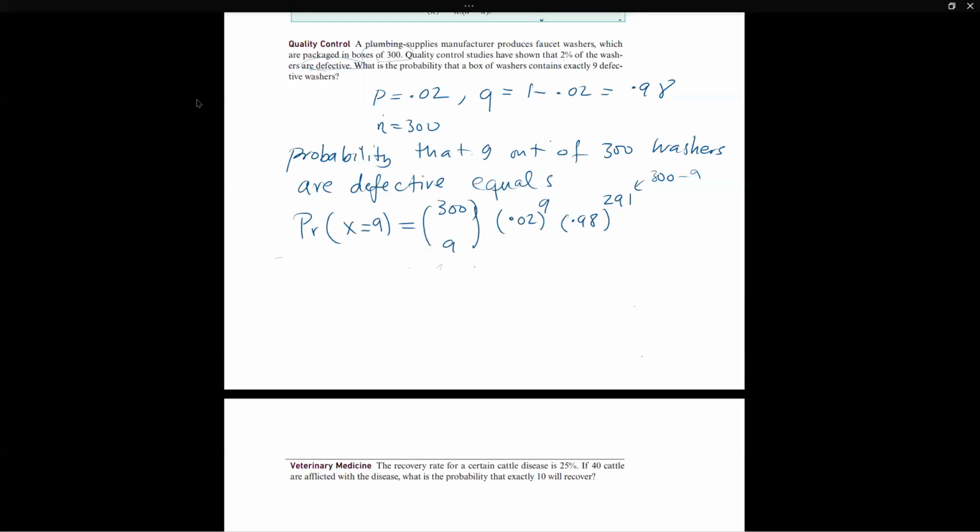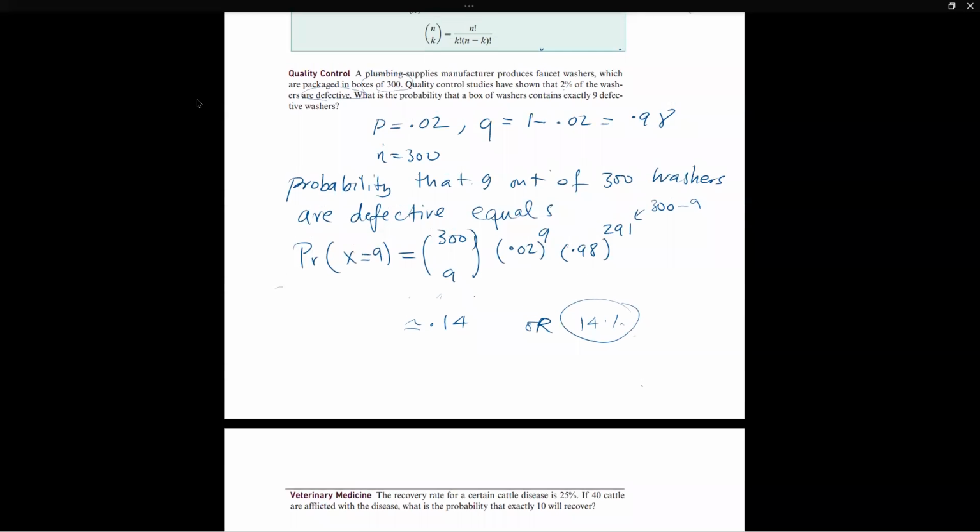All right, and you should get 0.14 or 14%. So let's look at the problem again and understand it. Quality control studies have shown that 2% of the washers are defective. All right. So what is the probability that the box of washers contain 9 defective washers? That probability is 0.14, which is 14%. So we can do more examples.